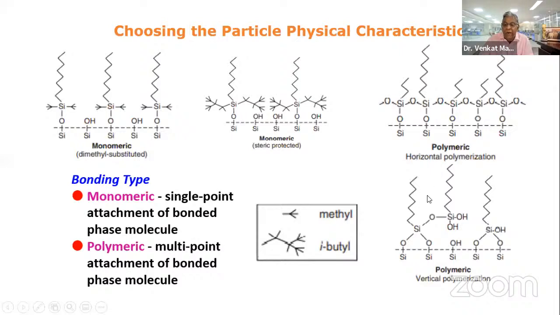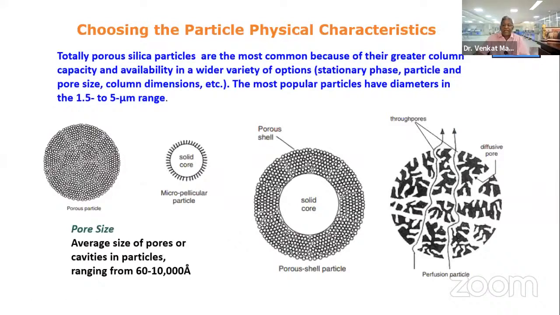Similarly, in the case of a polymeric column, if you use a horizontal polymerization, each silica is linked through an oxygen here. This is a polymeric. The horizontal polymeric bonded column plays a very important role to reduce the tailing of the peaks. In the monomeric type, it's a single point attachment of a bonded phase molecule. In the case of a polymeric column, it's a multi-point attachment of the bonded phase. This is a typical particle size that you talk about.